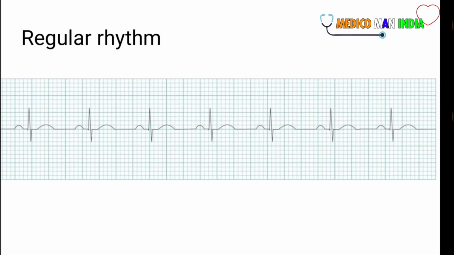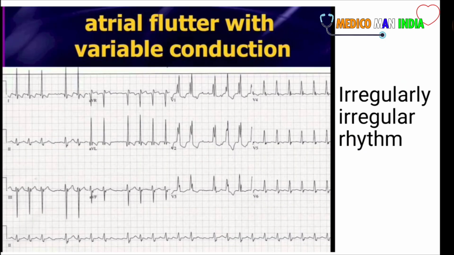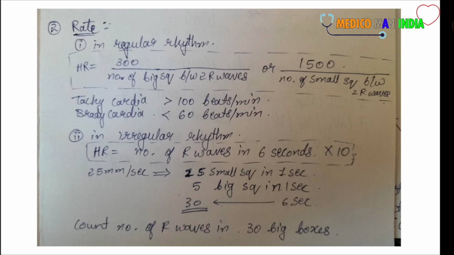Or if we take big squares, it will become 300 divided by the number of big squares, that is nearly 3.2. 3 big squares along with 2 small squares, 3.2 something. So this is the way you should calculate rate in regular rhythm.